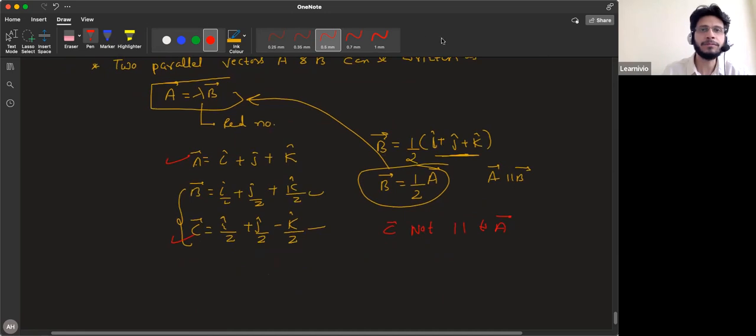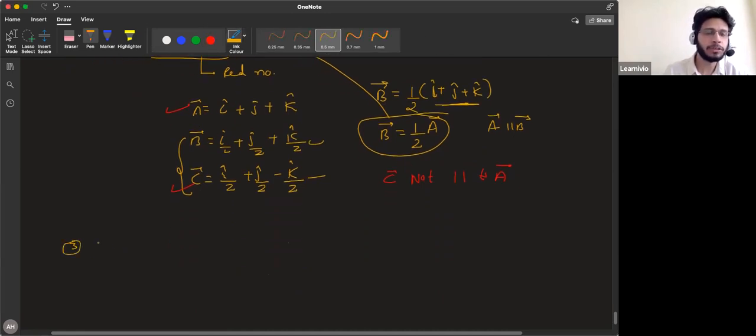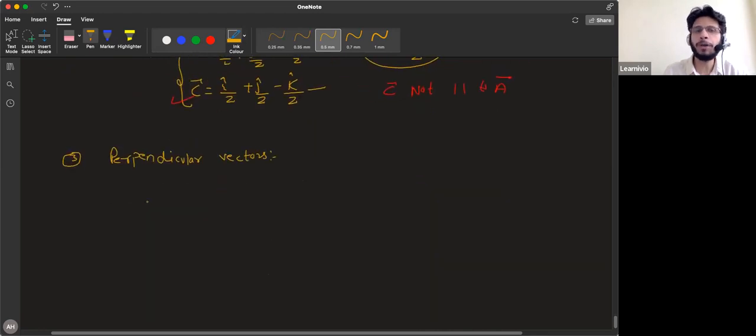The third thing that you have to check is perpendicular vectors. If you have two vectors which are perpendicular, then their cross product will be maximum. A cross B is AB sine theta. Krishna, when was the dot product maximum?